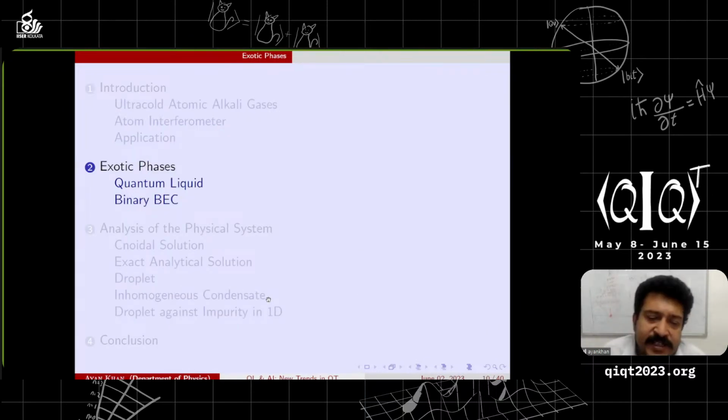So now let's come to the next part of the talk, where I would like to talk about quantum liquid and something on binary BEC. What we were doing, and at the end I'll try to connect it with this idea of atom interferometry, and the small steps we made towards atom interferometry, that we will try to get back to.